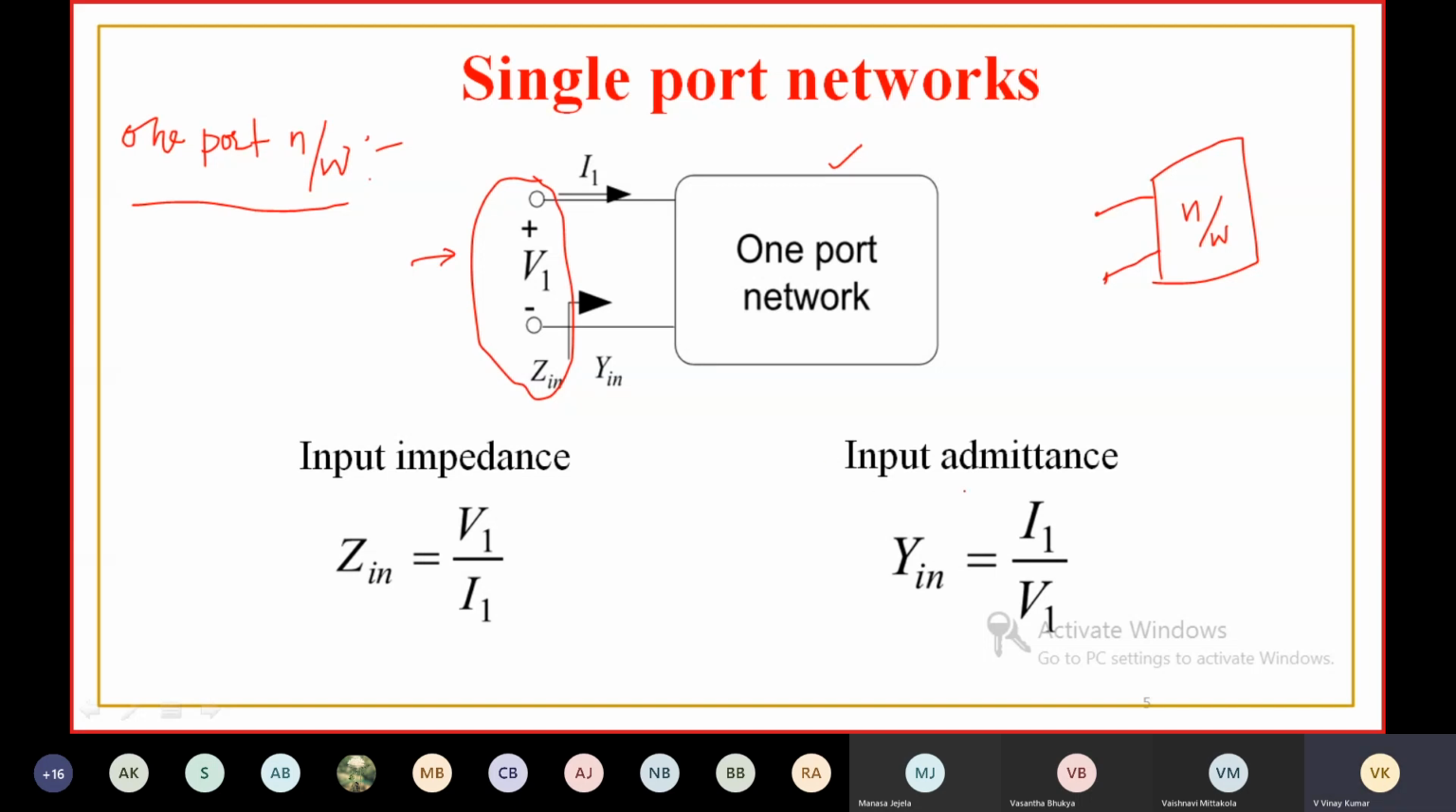Coming to admittance, it is the reciprocal of impedance, right? So Yin is equal to I1 by V1. Input impedance is the impedance between these two terminals. Zin is the input impedance between these two terminals. Then that will be equal to the ratio of voltage to current, V1 by I1.